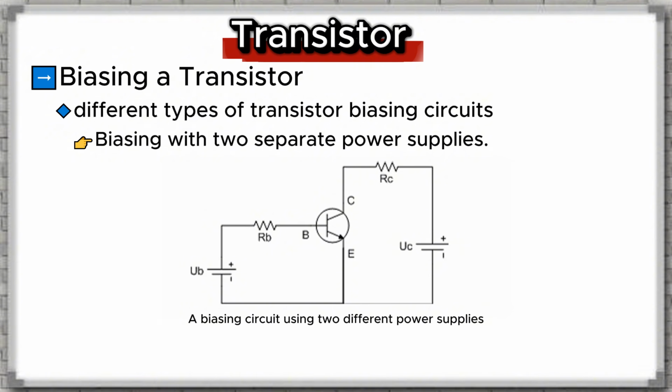For example, when you build a dummy load simulator for an ECU test, the signals coming from the ECU act as one source, and the power supply for the transistors inside the dummy load is another separate source.